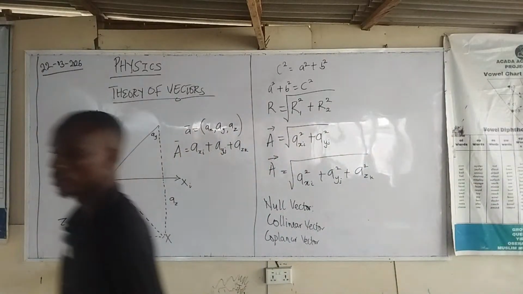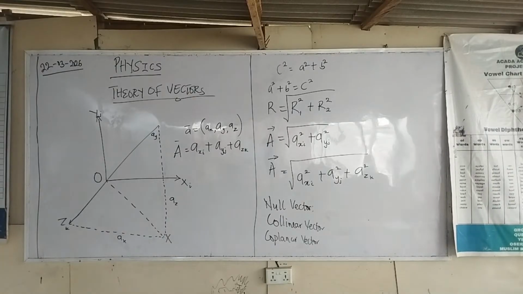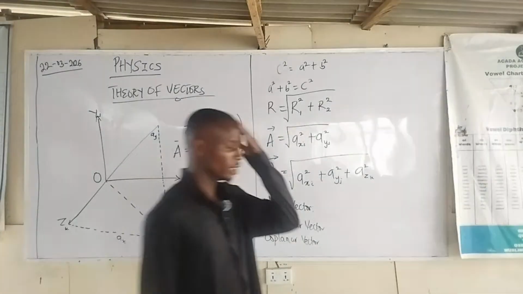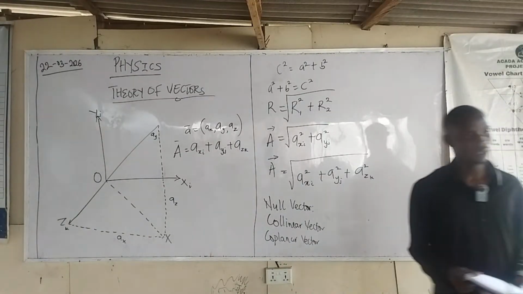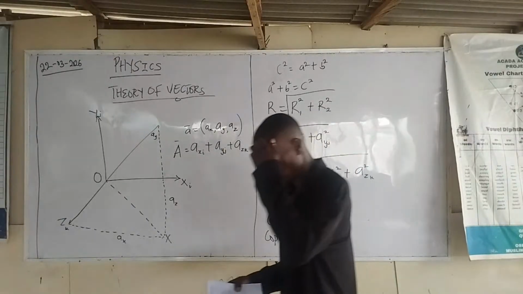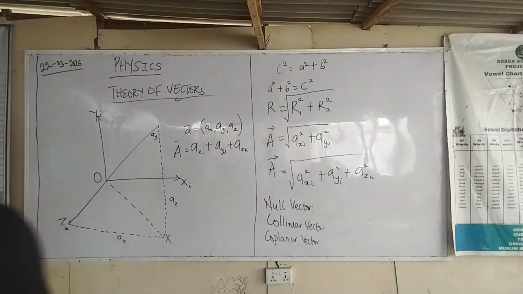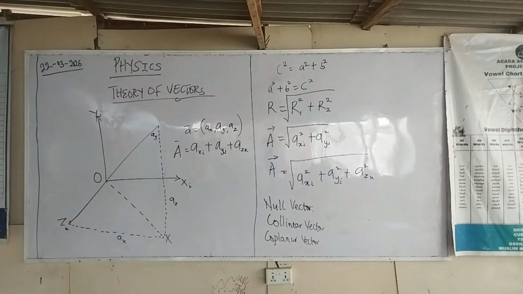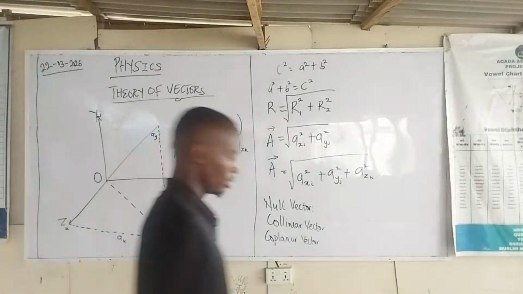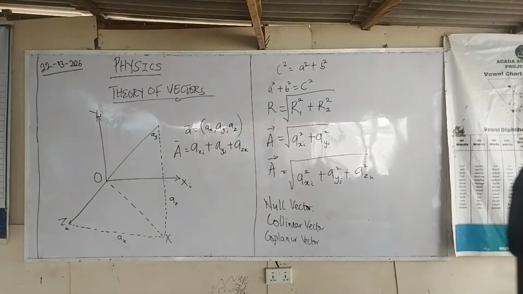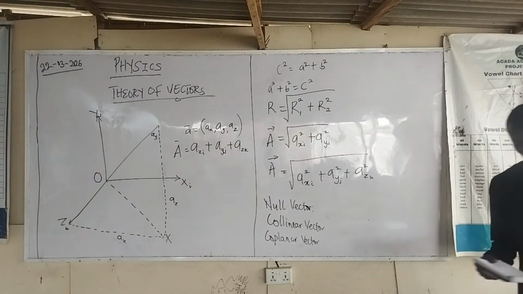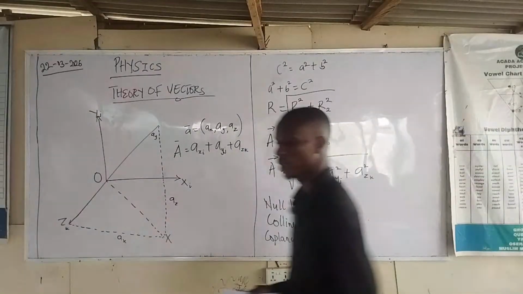One, they are parallel. Two, they are in the same direction. Three, they have the same magnitude. And four, they may produce different principal effects.